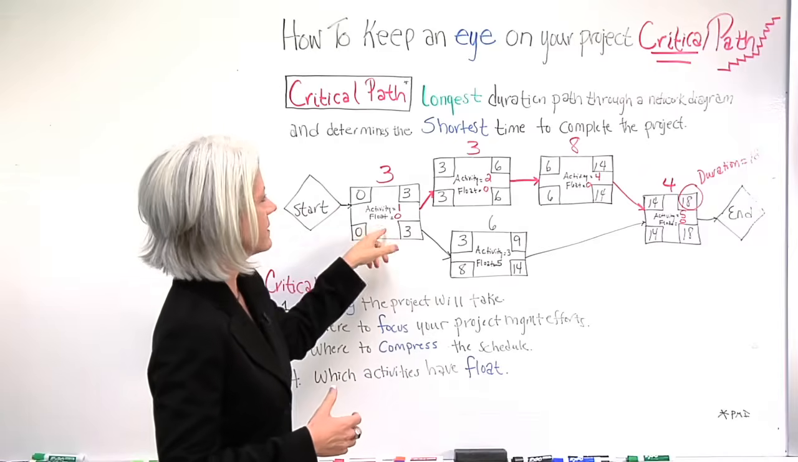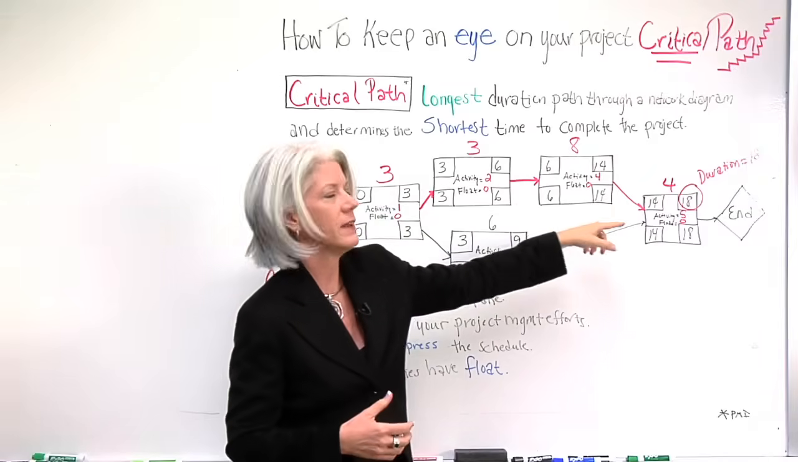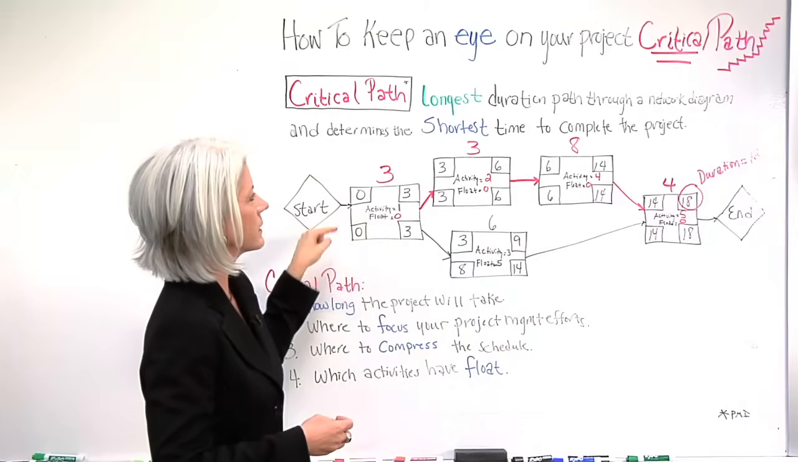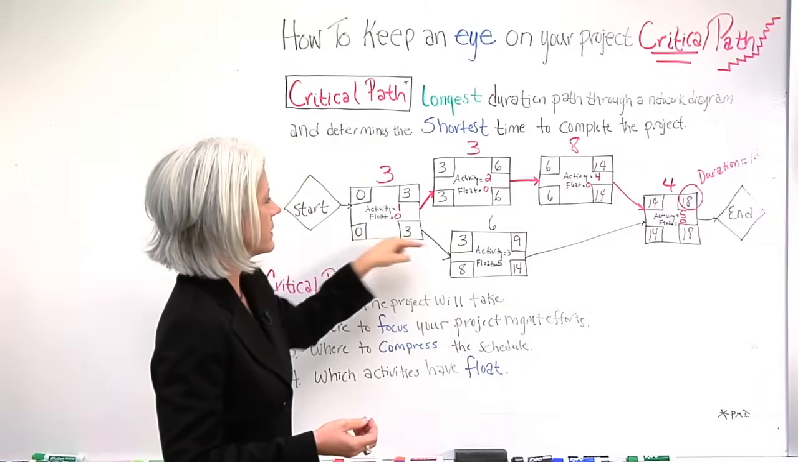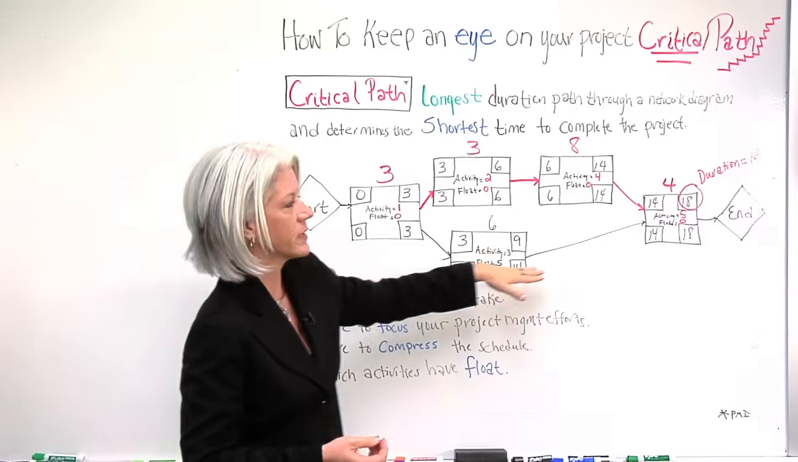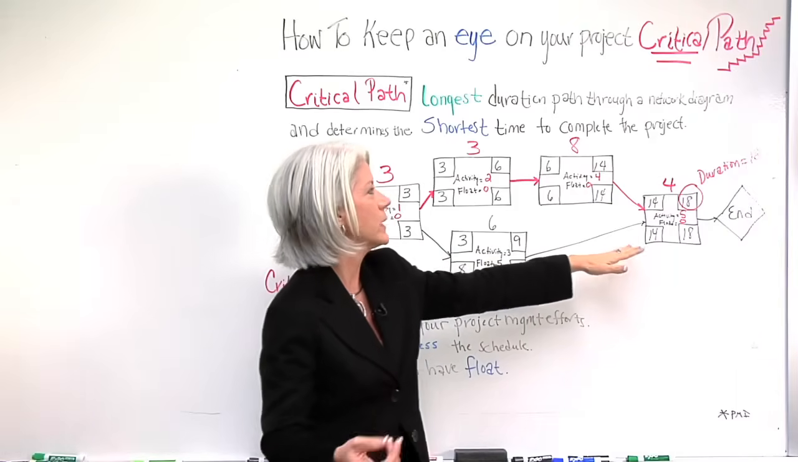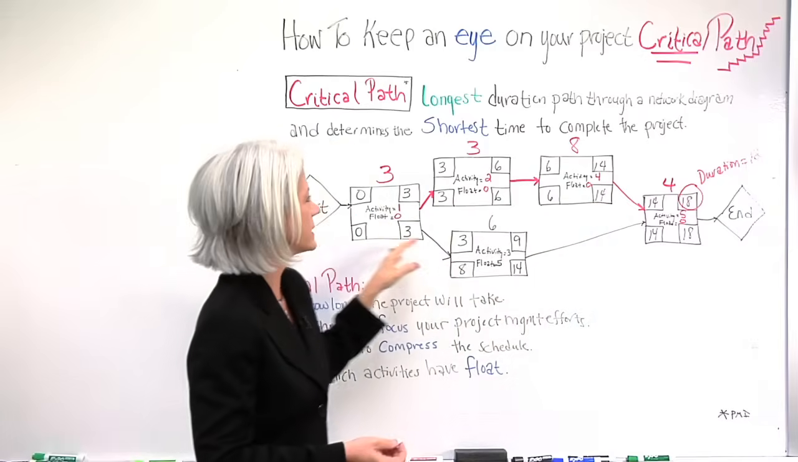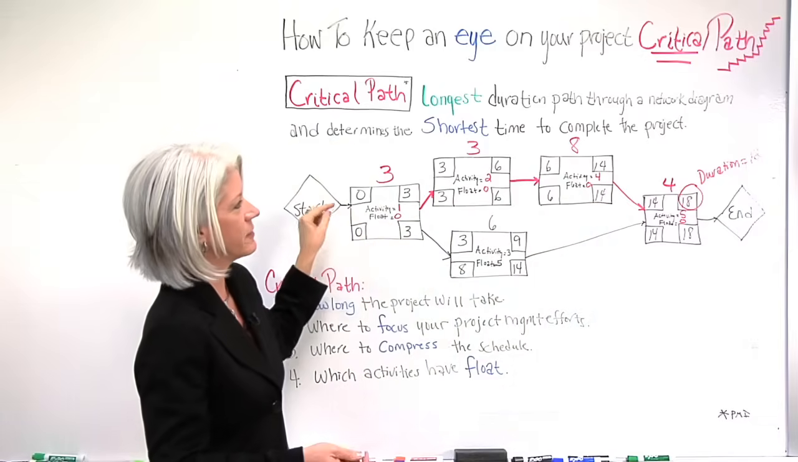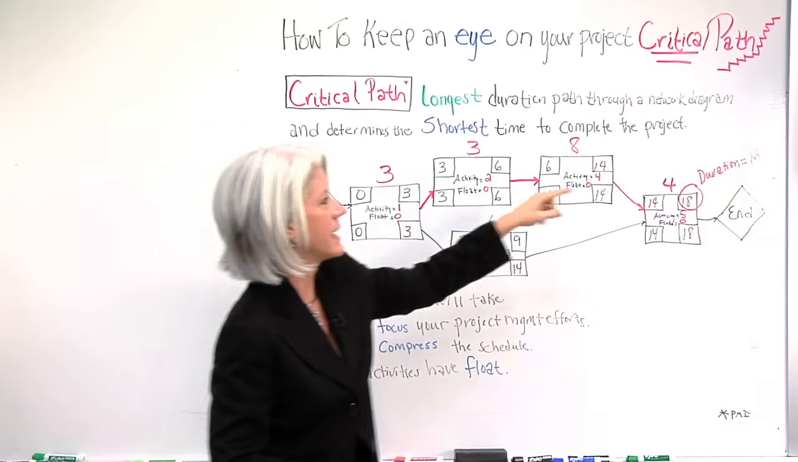So there's activity 1, 2, 3, 4, and 5. We're looking at two different paths to finish something. If we go this path, the duration of this path is 13 weeks. If we go through this path, the duration is 18 weeks. So the project can't finish any earlier than 18 weeks.